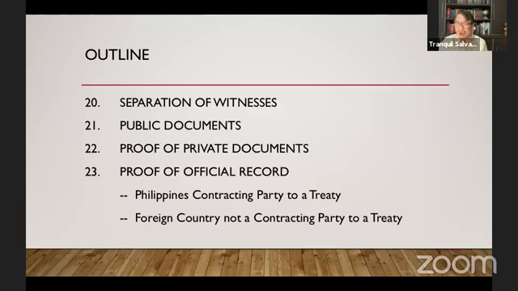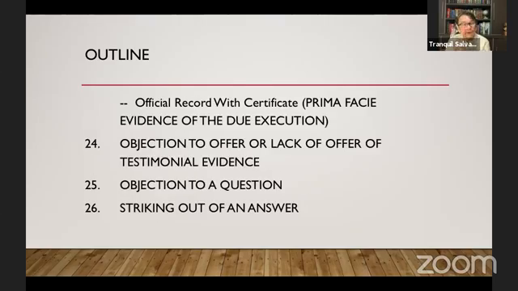Ganun lang yon. Now, kindly take note that any document today that is presented in court that comes with a certificate requires no proof, because it is prima facie evidence of its due execution and genuineness. Okay, but there are times that the treaty may have removed the formality, then no formality will be required.